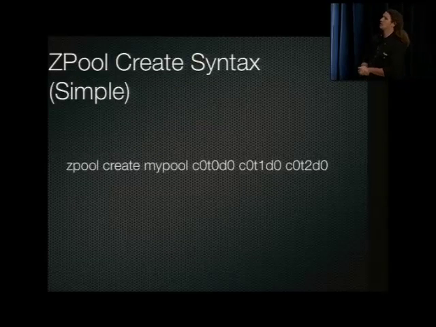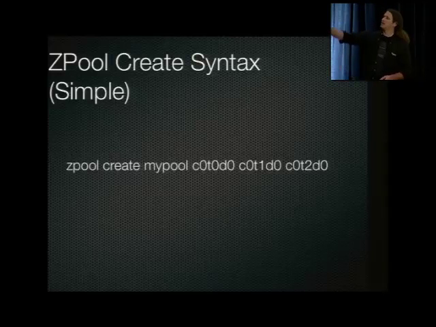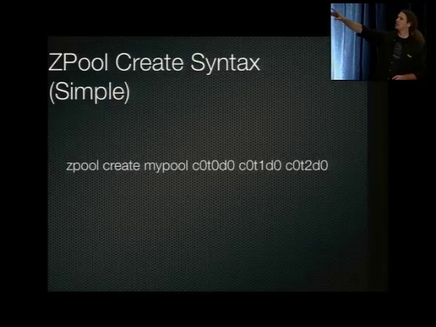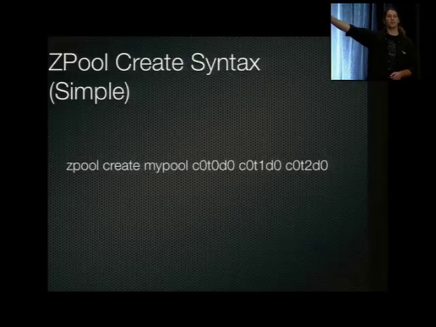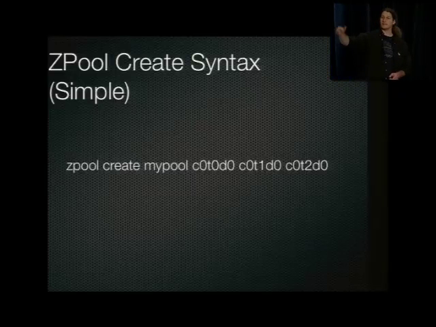So let's look at a simple example. This is like the demo I did before. In this case, I'm using the zpool command to create a pool. The pool is called mypool. And I'm using 3 devices. And I now get a dynamic stripe of 3 disks. Right?